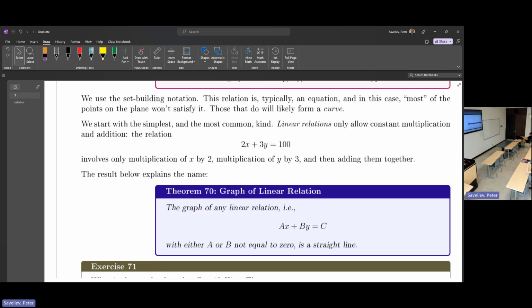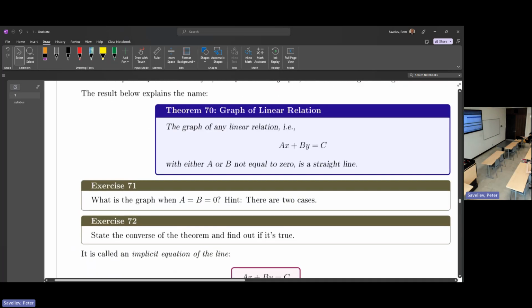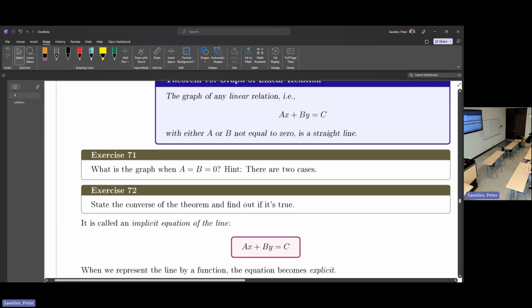Okay, so that's why we call it linear, because the graphs are linear. So the general linear relation is ax plus by equals c. Any a, b, and c are available. It is quite possible that you end up with nothing, by the way, if the numbers do not come up correctly, so it's still a possibility. So once again, this is the implicit equation of a line.